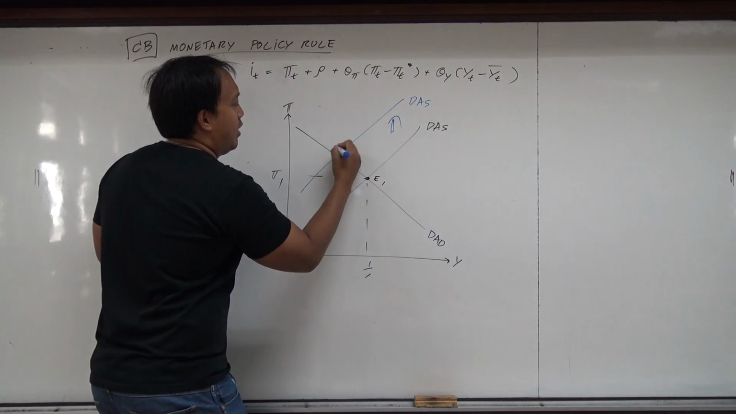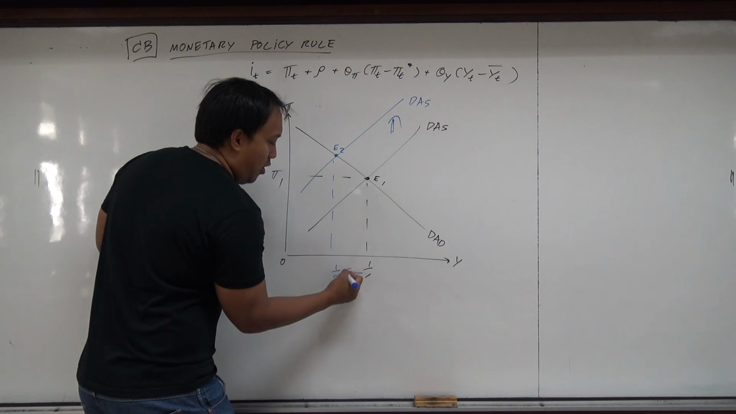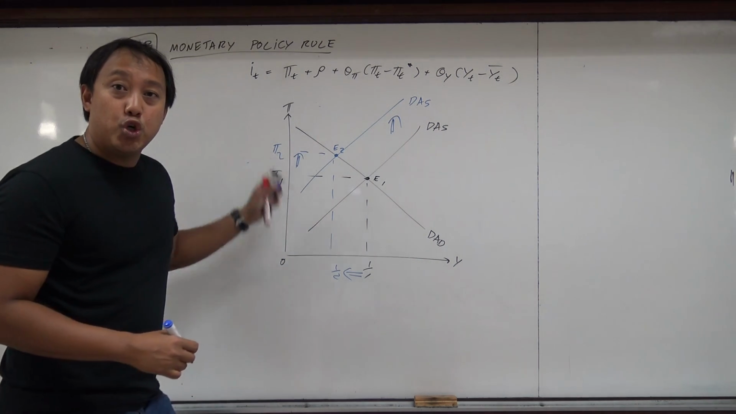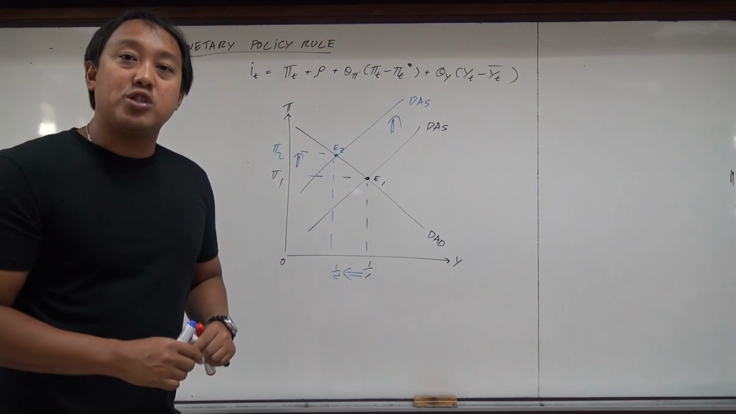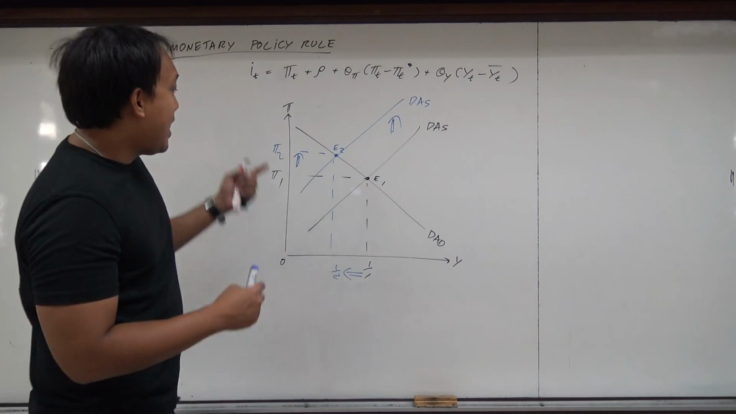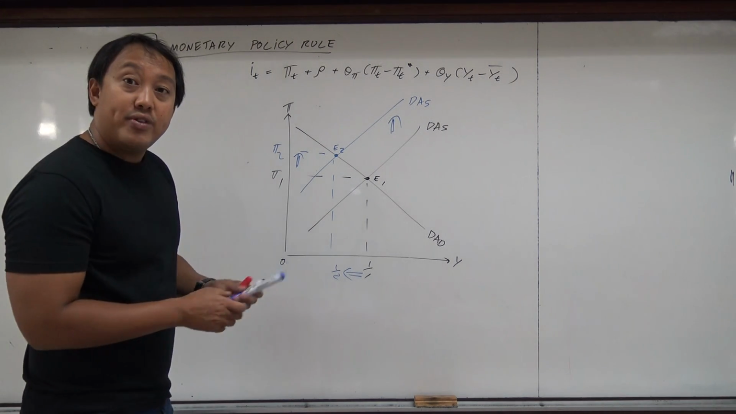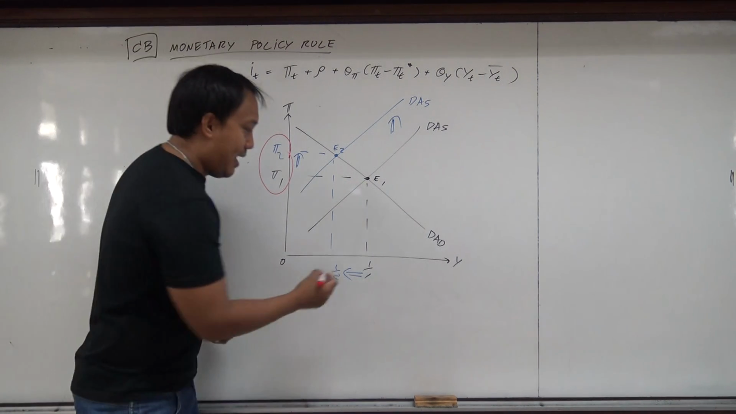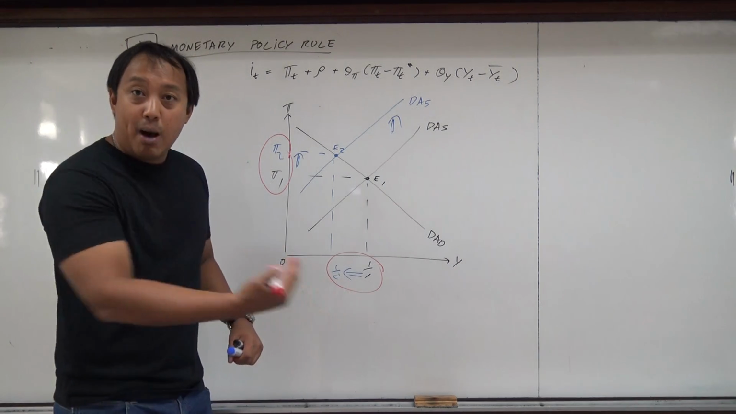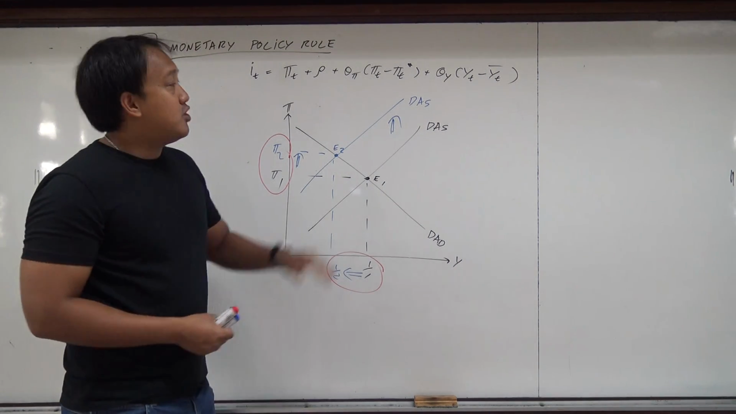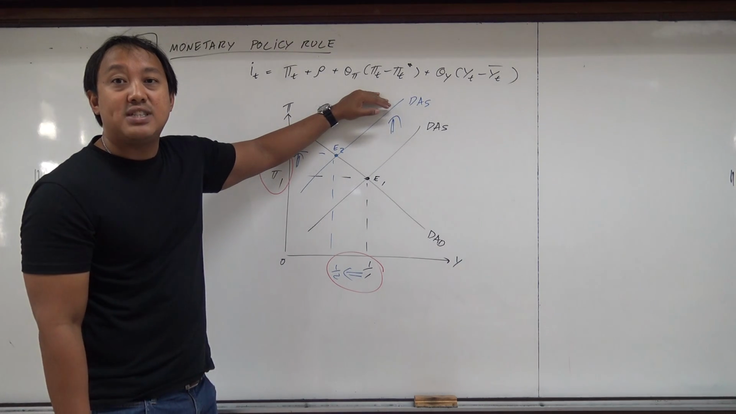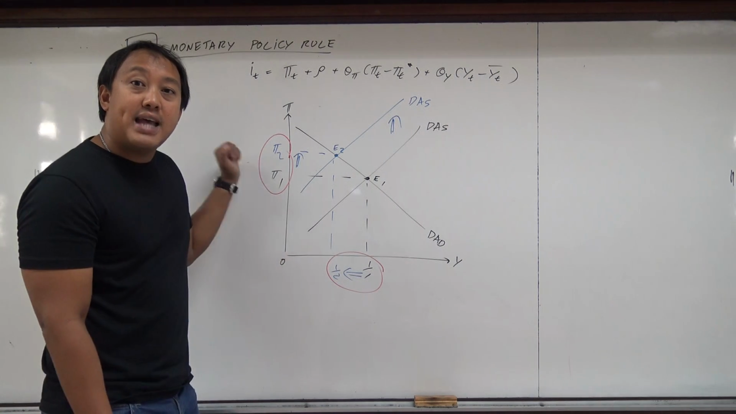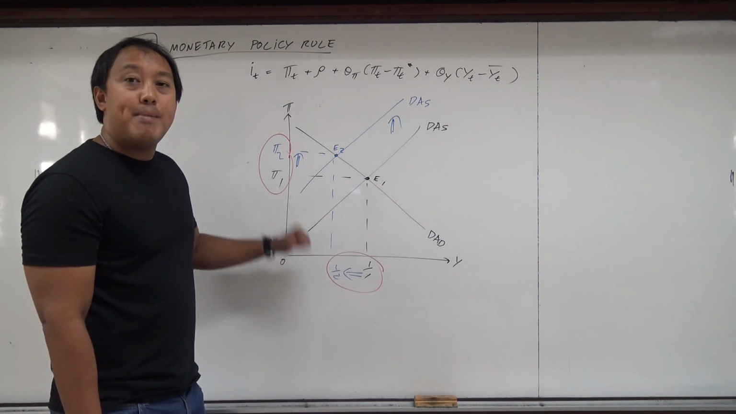The equilibrium point moves from E1 to E2. GDP is lower, from Y1 to Y2. Pi_t increases from pi 1 to pi 2. As you can see, when we have a positive supply shock, everything becomes more expensive. Inflation is rising and at the same time the economy slows down, Y becomes lower. So if we go back to the monetary policy rule equation, we have 2 problems happening at the same time.